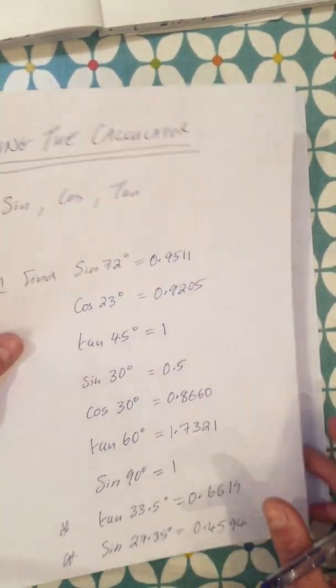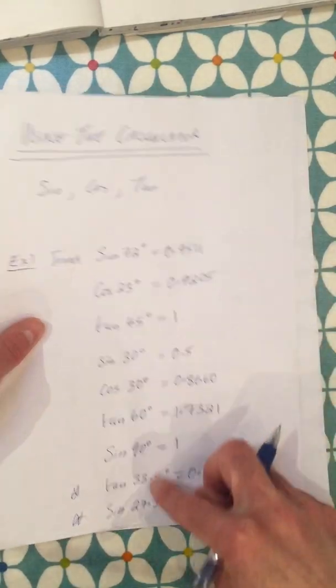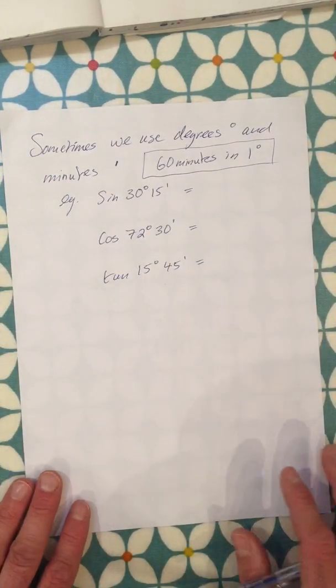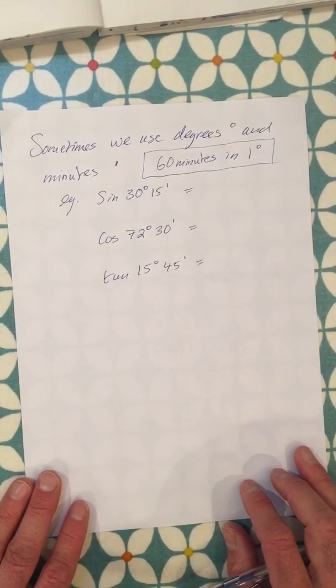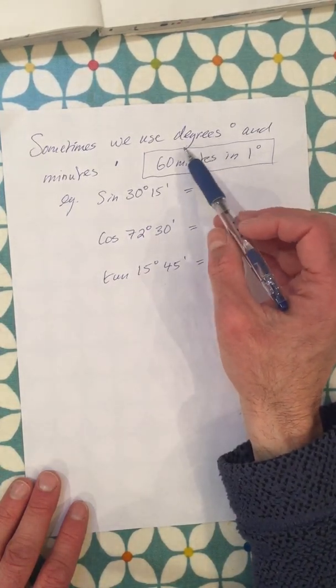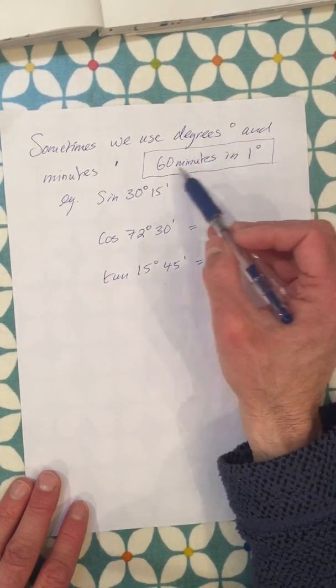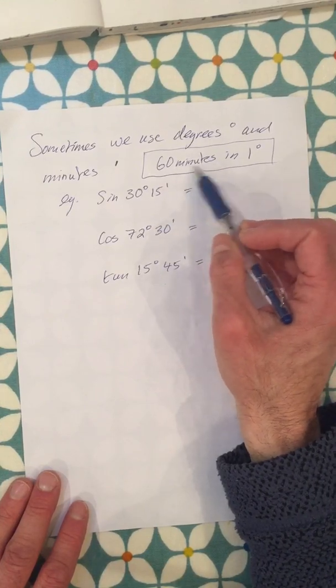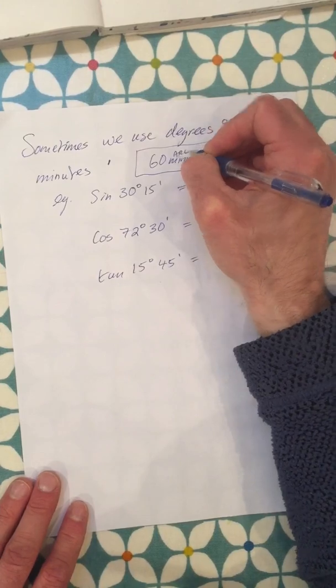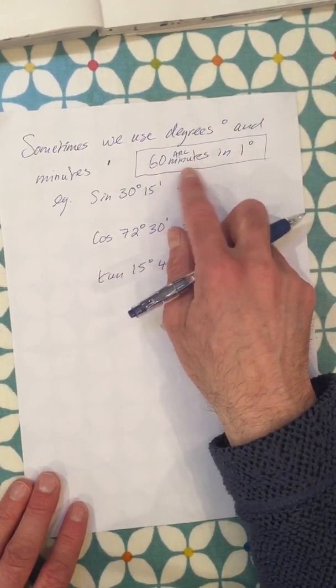Now, sometimes, however, this is just in degrees. You'll notice all these were in degrees. Okay, these had decimals in them, but they're still degrees. Sometimes in ordinary level maths at Leaving Cert, we use what's called degrees and minutes. Degrees are sometimes chopped up into smaller little parts called minutes, not to be confused with time minutes. These are called arc minutes, and there's 60 arc minutes in 1 degree.